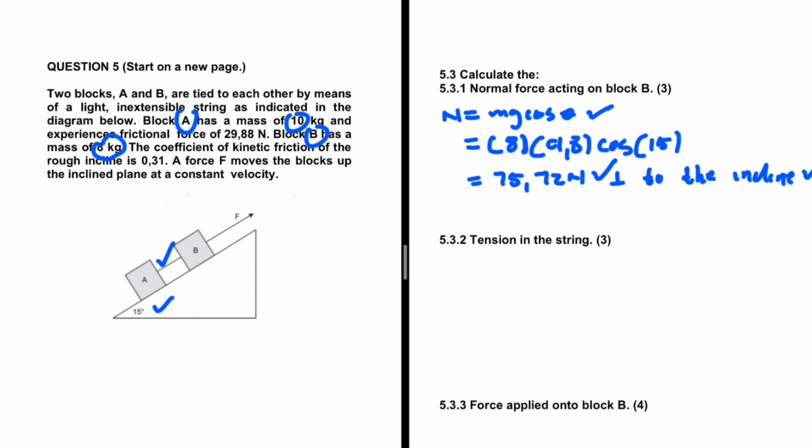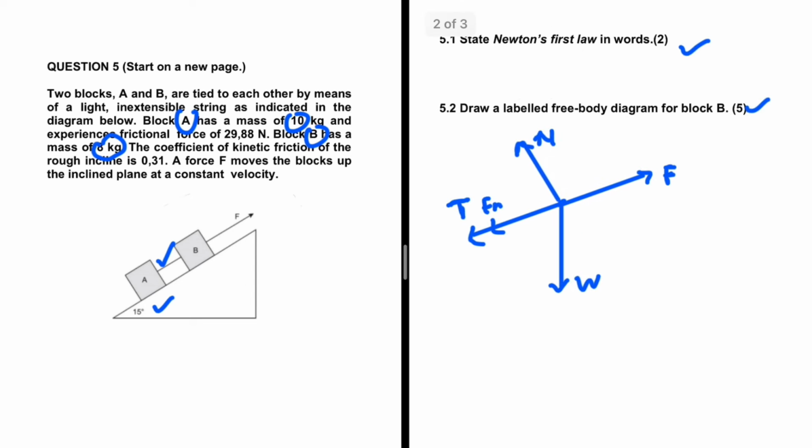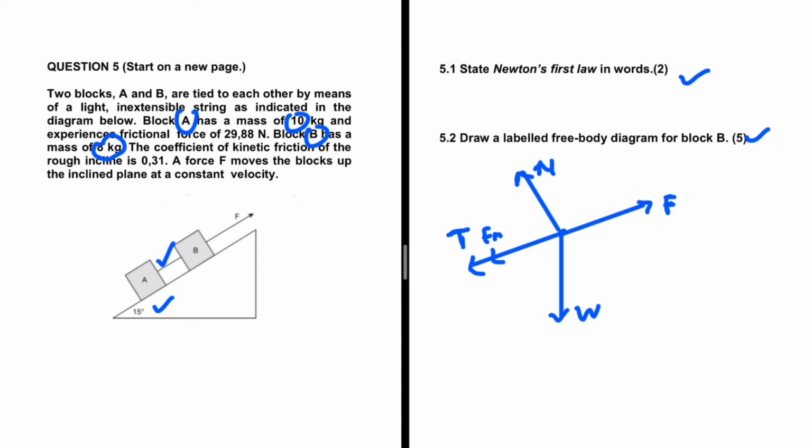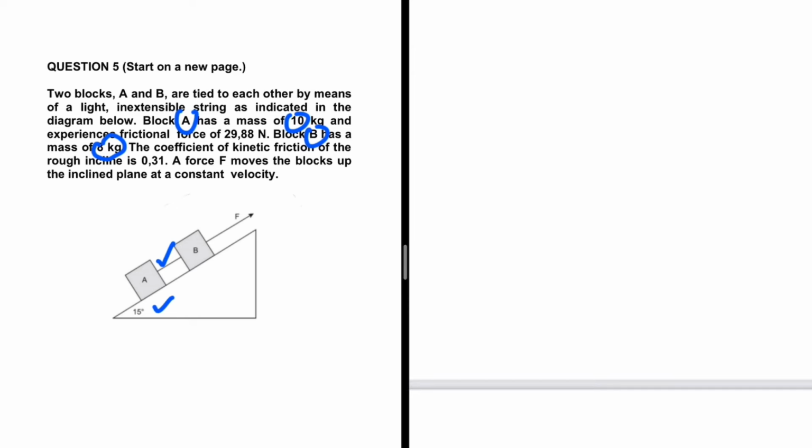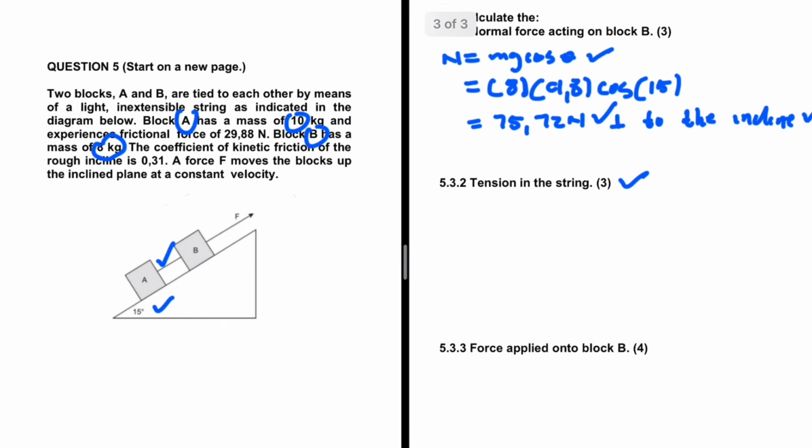We want the tension in the string. Let's go back to our free body diagram. This free body diagram is for block B. If we wanted to use block B, we would have a problem because we don't have the force applied. If we had the force applied, it would be easy to calculate the tension using block B, but we don't. So we can't use block B to calculate the tension. Let's see if we can use block A.